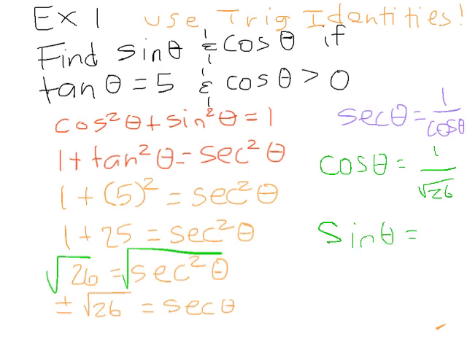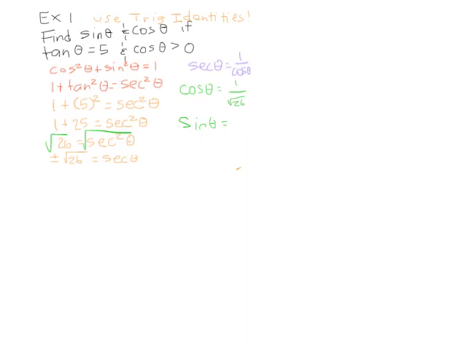And how can we find the sine of theta if we know what the cosine of theta is? Well, again, go back to your identities. We're told that the tangent of theta is equal to 5. So what is the tangent? Tangent is sine over cosine.